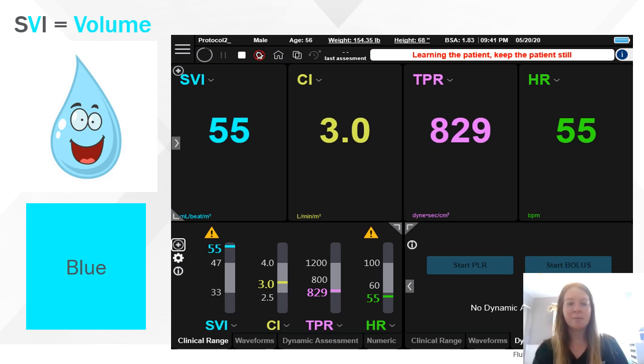Now, bringing the Starling monitor into this, I wanted to just show you some visual cues to help you remember. Stroke volume index. V is for volume. Always look in this top left box. It's blue. I remember blue is like water. This is your flow. So when you're doing a passive leg raise, you're looking at this number and our hopes are to see it go up, which means we're increasing our blood flow.